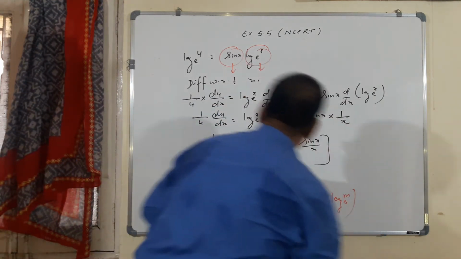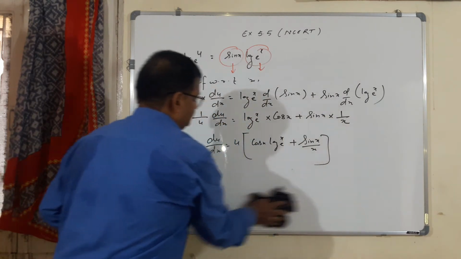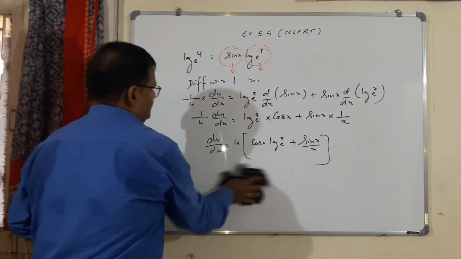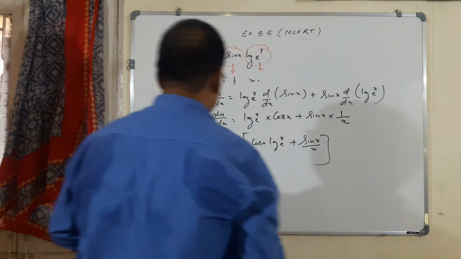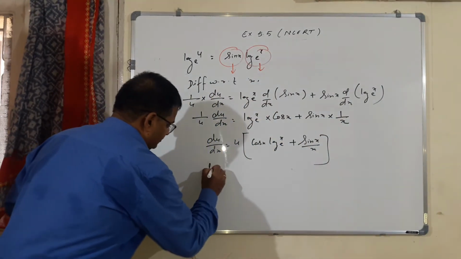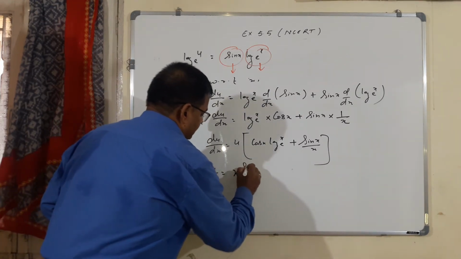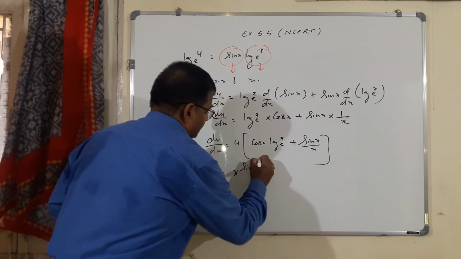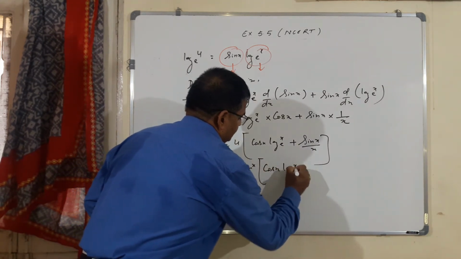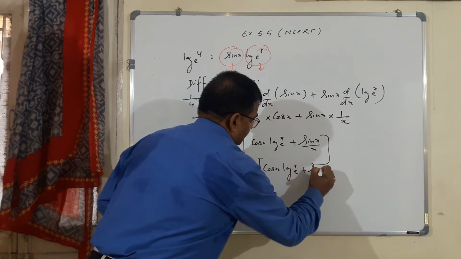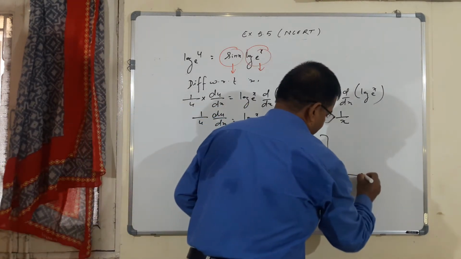Now what is the value of u? Your u is x raised to the power sin x. So du by dx is equal to x raised to the power sin x into cos x log x to the base e plus sin x by x. This is equation number 2.